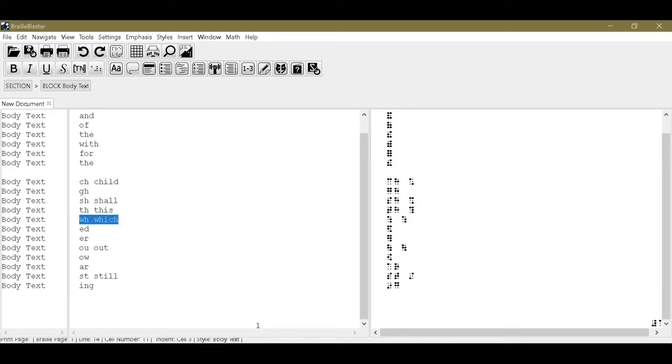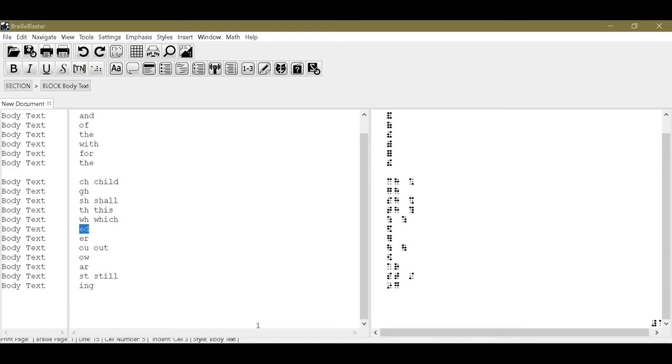Now here's another interesting one, which. The WH sign is dots 1, 5, and 6. Typically the way the format in Braille Blaster should be is that I should be able to put WH, and, well, this is the conflicting thing. Right now you guys are seeing two WH signs. What you should see is WH and then the WH sign by itself, so the two letters and then the one letter, but you're seeing two WH signs. Anyways, that is the WH sign. If it's by itself, it means which. Okay.